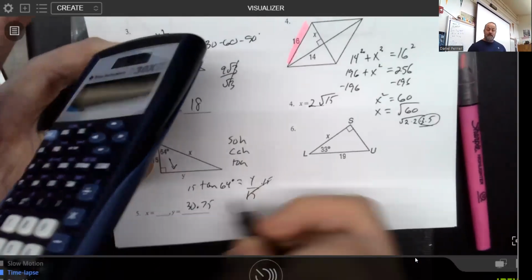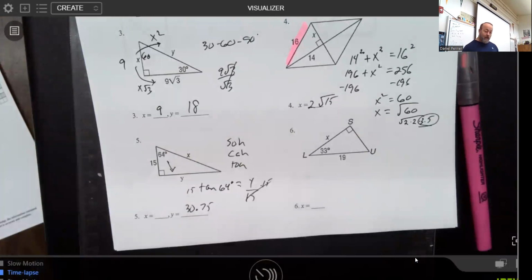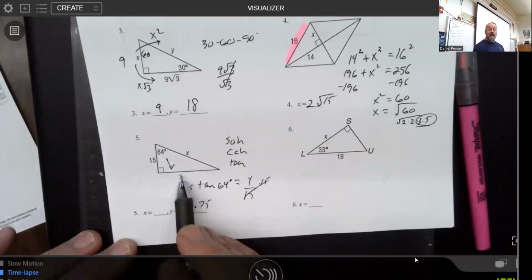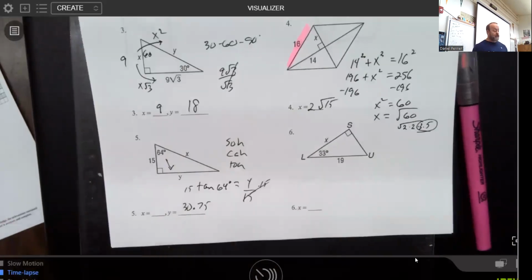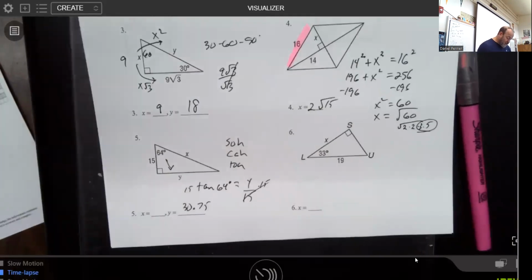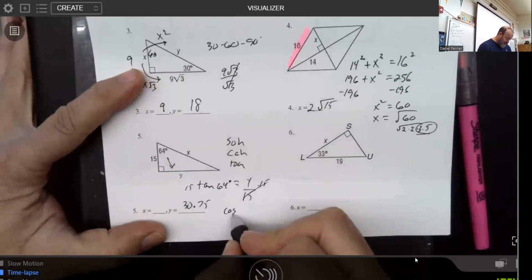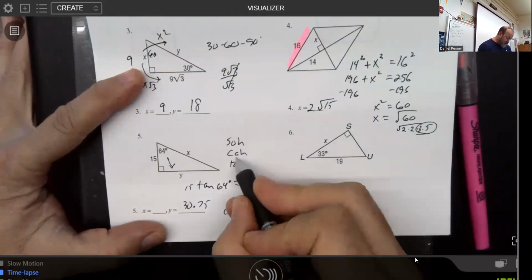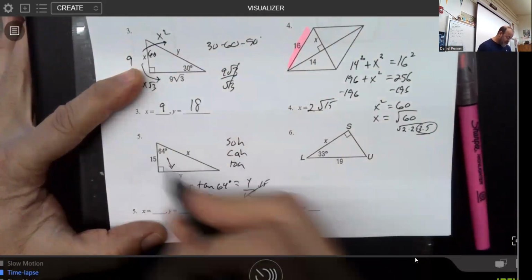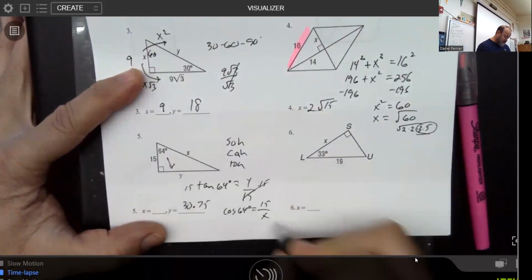Now I've got options for getting x. Since I know both of these sides, I could use the Pythagorean theorem, or if I'd prefer, I could go ahead and use trig. I personally like trig better. So I would say that the cosine of 64 degrees would be the adjacent one. Remember, cosine is adjacent over hypotenuse. So the adjacent is 15 and the hypotenuse is x.